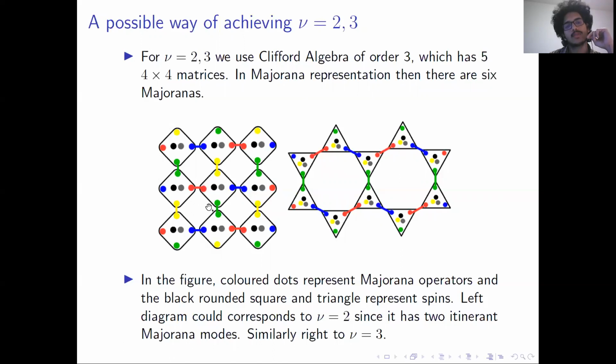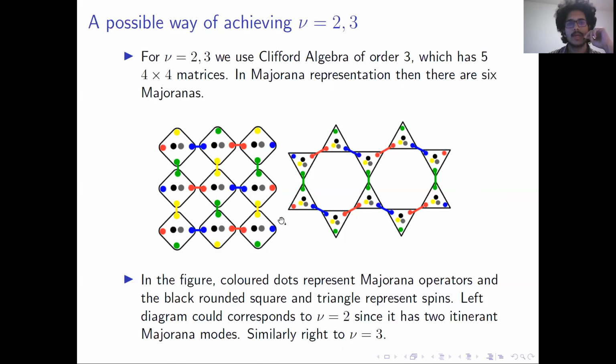Here we are looking at a square lattice-like model with four anisotropic interactions, and you see that there are two itinerant Majorana fermions. If somehow these itinerant Majorana fermions have Chern number 1 each, and they are somehow decoupled, then the total system could have Chern number 2 here and 3 here. So let's see how we get this.